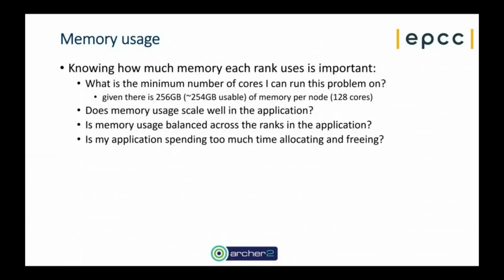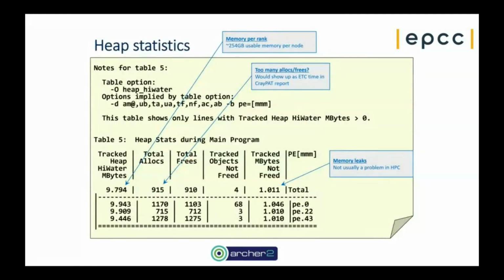CrayPat will also report on memory usage, so what amount of memory is used, not bandwidth but capacity. And you can look at that across processes and across your whole program as well. So that can be useful. And that will tell you things about how much memory is used per rank, how many allocates and frees have happened, whether we've got memory leaks, and those kinds of things. So that can be useful.